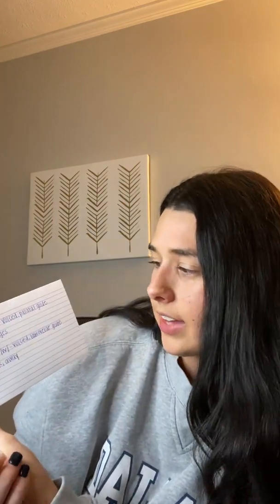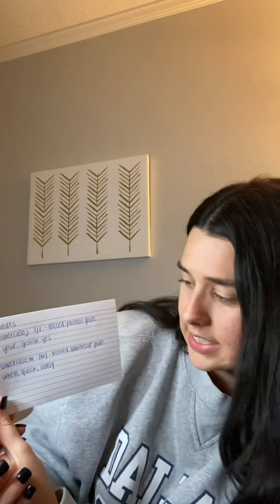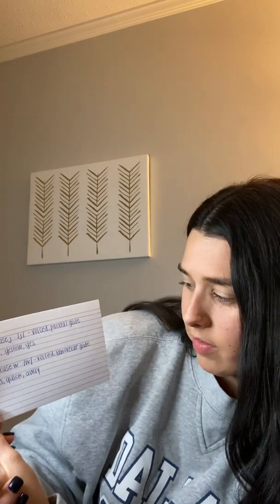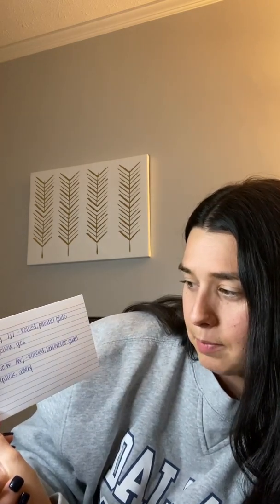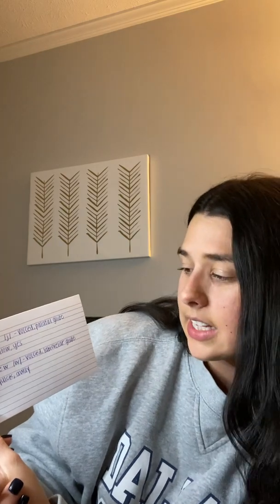So next I am going to do glides. So I have the lowercase j here, and that's a voiced palatal glide, and that makes the y sound as in your, yellow, and yes. And then I've got the lowercase w, which is a voiced labiovelar glide, as in win, as in quick, and as in away.